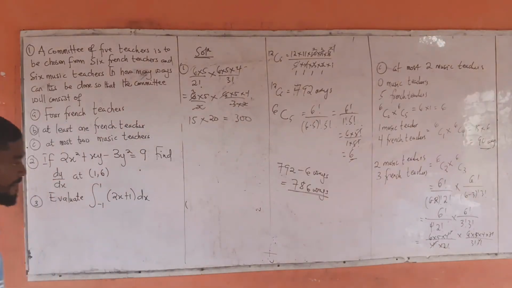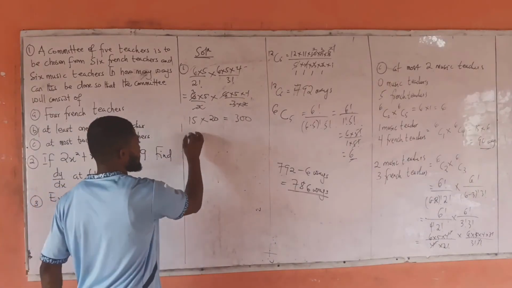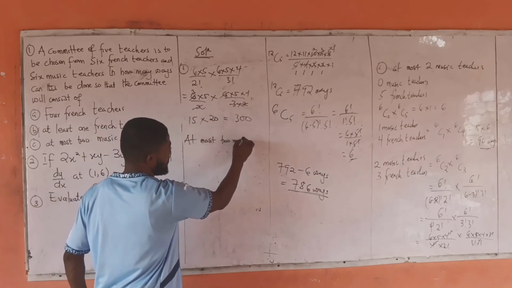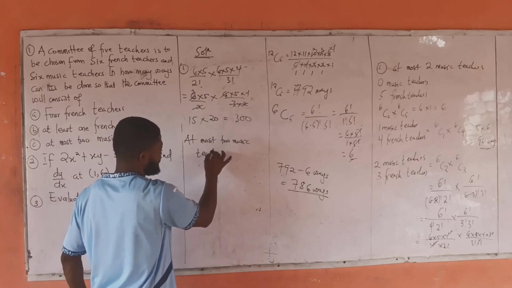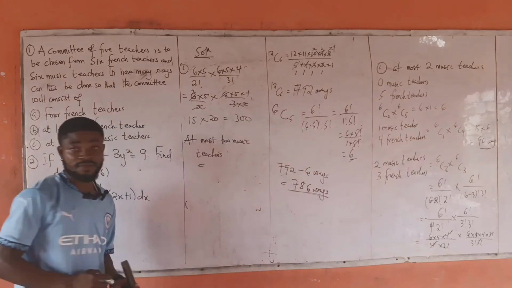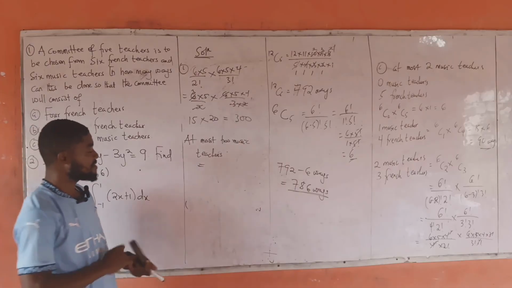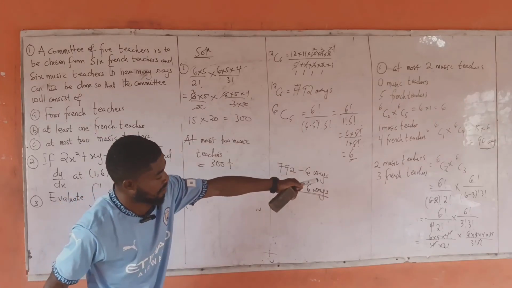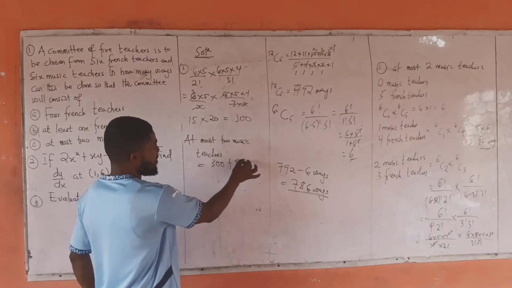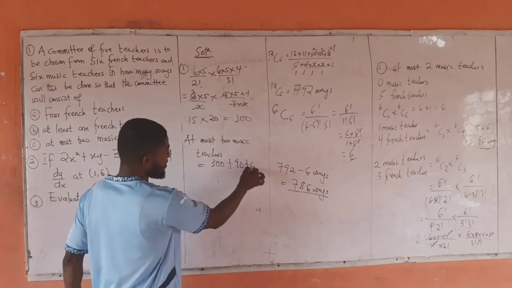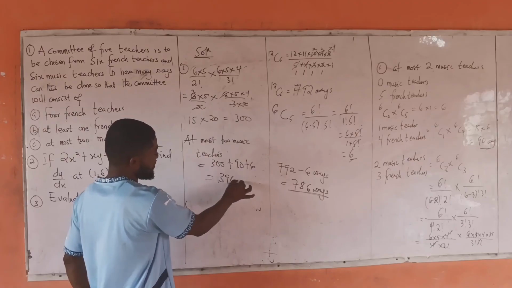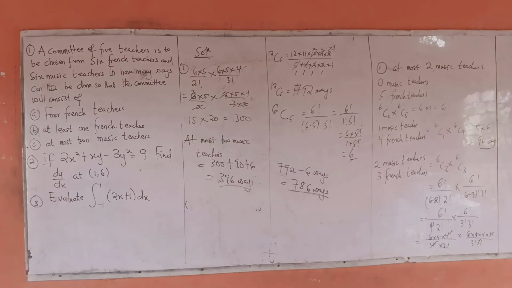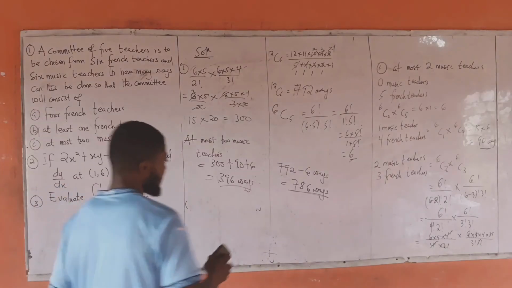Now, still for the at most 2 music teachers, we are going to have 300 plus 90, and then finally plus the 6, which is 396 ways. So we are done with the first question. Go to the second one.